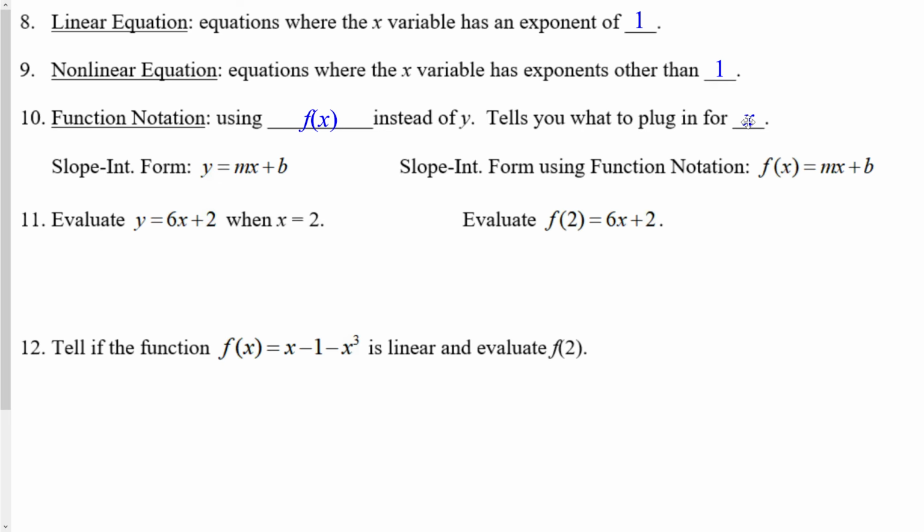So below here you can see slope-intercept form. Hopefully you're familiar with this, or at least recognize it now that we're reviewing it. Slope-intercept form, using our regular notation, is y equals mx plus b. But if we use function notation, it's f of x equals mx plus b. The actual form of the equation did not change at all, other than replacing the y with the f of x.